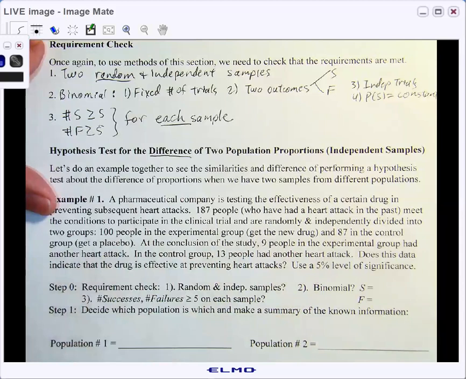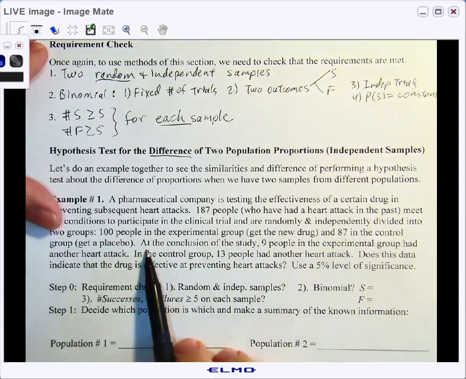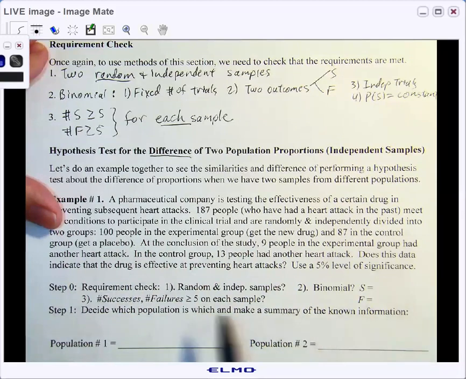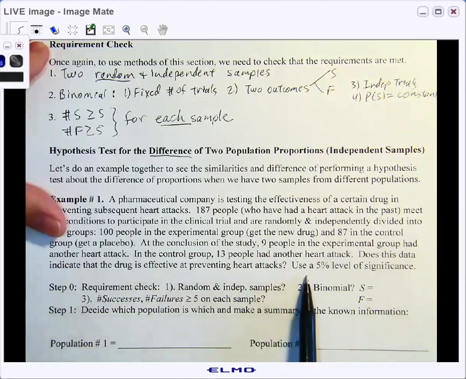A placebo is a fake pill, a pretend pill, usually a sugar pill, because some people actually get better if you give them any kind of treatment at all, called the placebo effect. At the conclusion of the study, 9 people in the experimental group had another heart attack. In the control group, 13 people had another heart attack. Does this data indicate that the drug is effective at preventing heart attacks? And we're going to use a 5% level of significance.